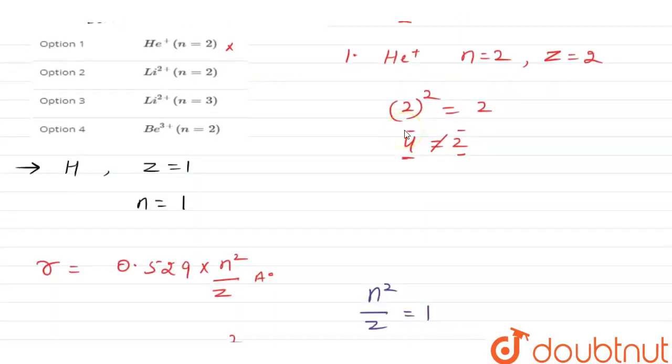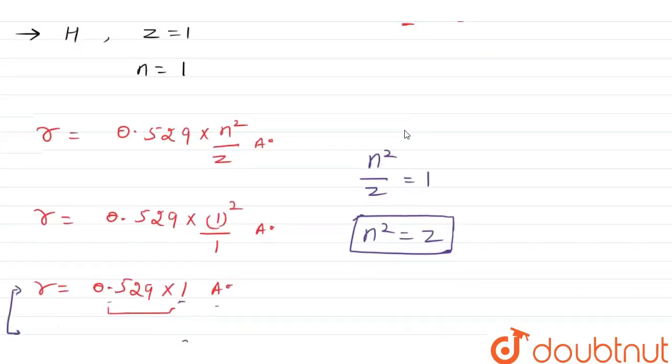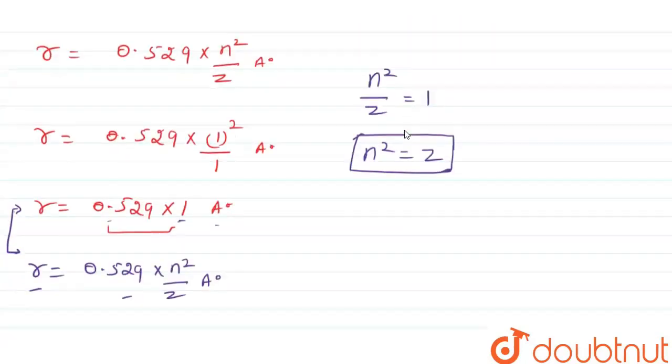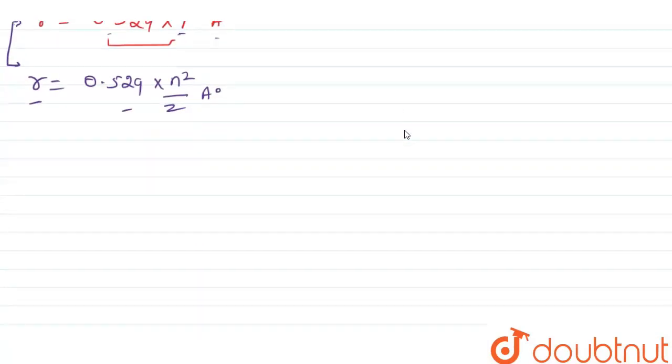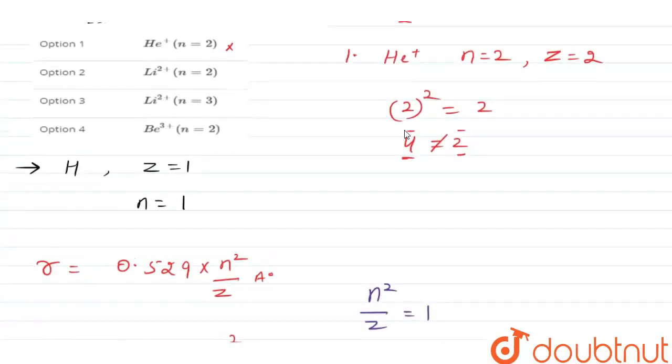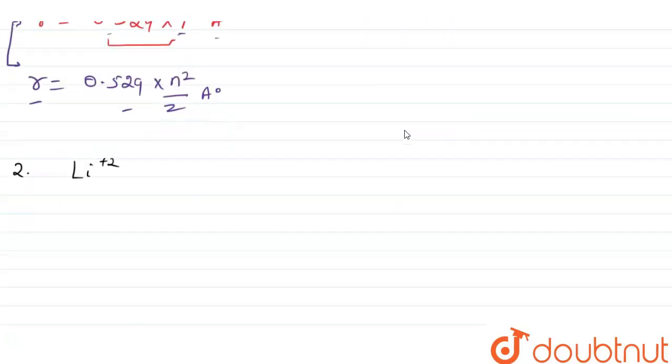Okay, so in option 2 we have lithium plus 2 and n is 2. Let's calculate here. In option 2 we have lithium plus 2, and n given is 2. And the value of Z for lithium is 3.